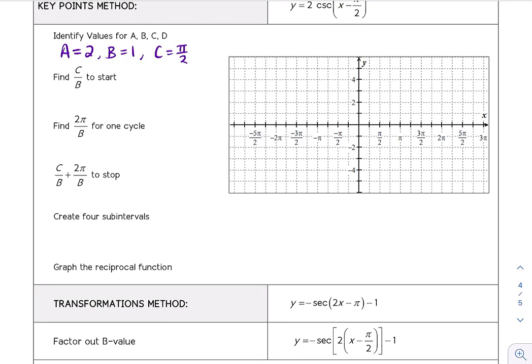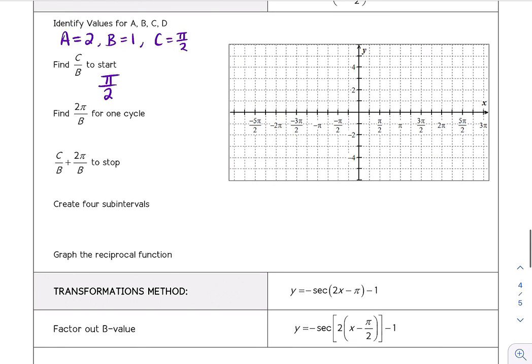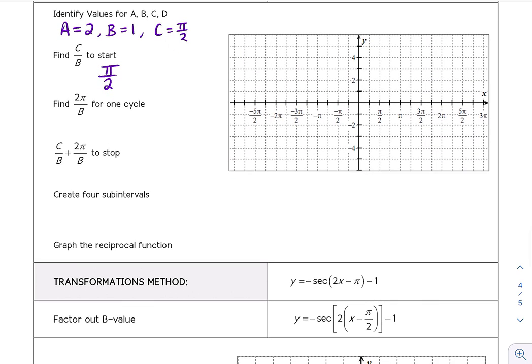So then to start, we want to figure out our phase shift, which is C divided by B. In this case, that's pi over 2 divided by 1, which is just pi over 2, so C over B is pi over 2. Then next up, for one full cycle or one full period, let's figure out our period, which is 2 pi over B. In this case, that's 2 pi over 1, and that gives us a value of 2 pi.